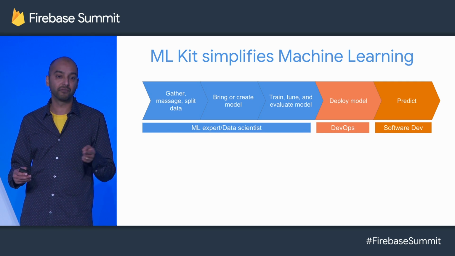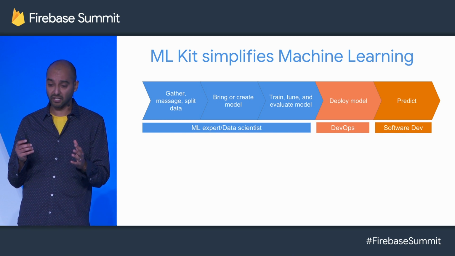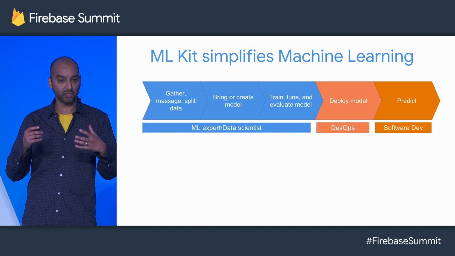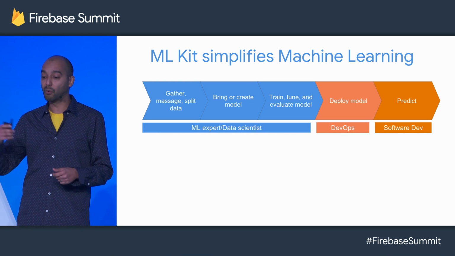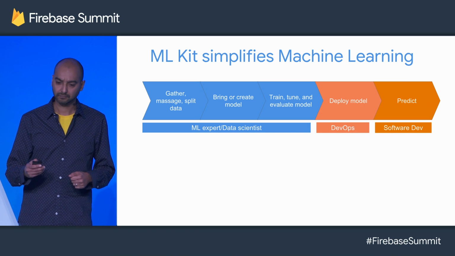You do that a bunch of times, and you need an ML expert or a data scientist to be able to do that. Once you're done with that step, you would give it to someone in DevOps and say, OK, here it is. The model works well. Please deploy it for me. And only then can a software developer start running predictions.